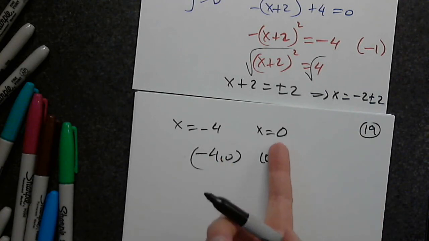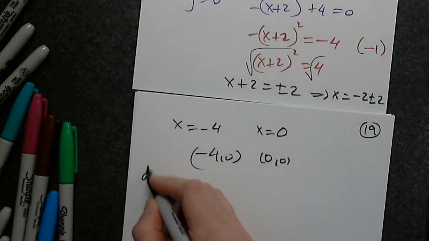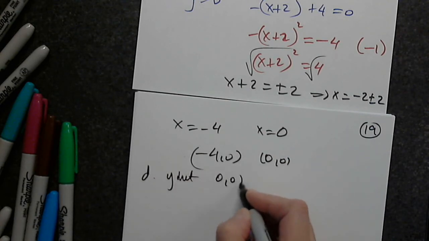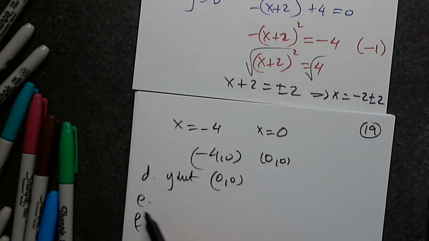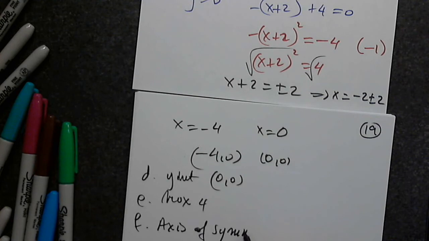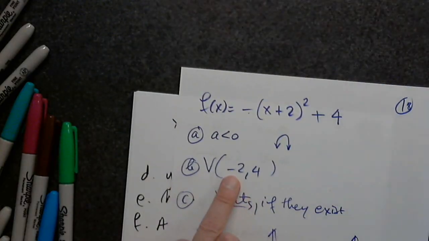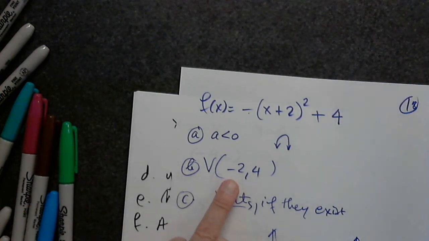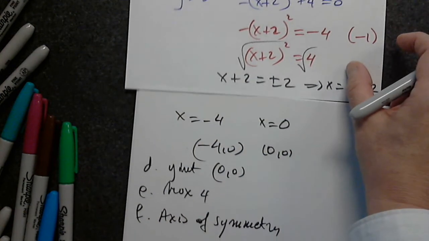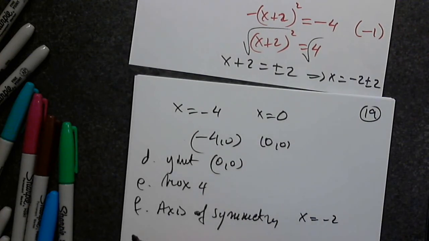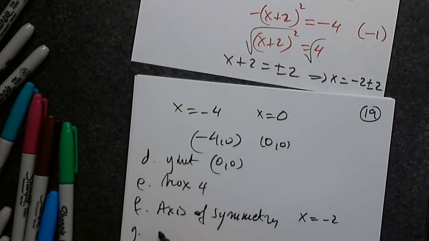There is no point in trying to find the y-intercept. It's the same. So D, the y-intercept, 0, 0. E and F. E was maximum. You already told me it is 4. And axis of symmetry. Can anyone tell us the axis of symmetry? No, the axis of symmetry is a line, a vertical line passing through the vertex. So it's x equals -2. And the last one, the range. You already gave me the range.